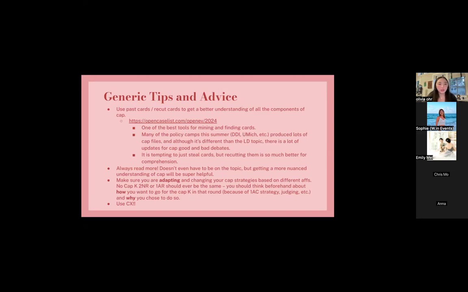The last part of this is that you should definitely use cross-X. You need to identify the weakest part of the K, and then press them on that for 3 minutes. It makes them take specific positions on the K, so you can generate new offense on that. Or if they don't know what they're talking about or don't want to specify, it gives you vague alts and theory arguments. Or it's just a good ethos moment because it proves that you have perceptual dominance and know what you're talking about, and they don't, which is good for speaker points and general ethos.